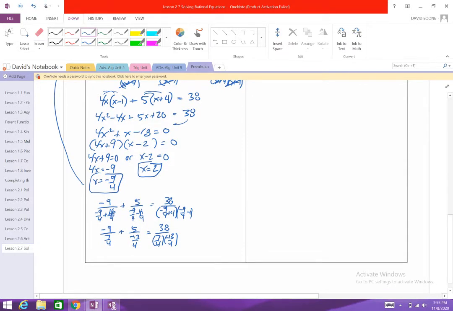And if I keep working this, this is division, so it'll be a copy dot flop, so it'll be negative 9 times 4/7, so it'll be negative 36/7 plus, and again, copy dot flop, so flip this fraction, so that'll be 20 over negative 13 equals 38 over, multiply here, so this will be negative 91/16.